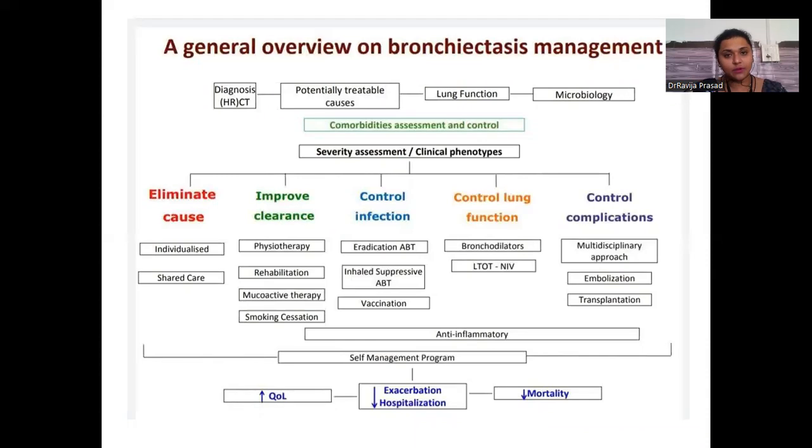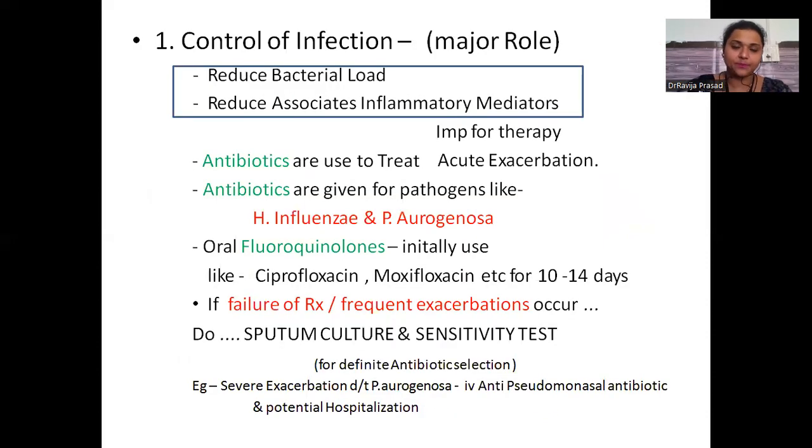If you want to go for the management, this is the general management chart. You need to understand this chart and go through it, to see how you can manage bronchiectasis. First, control of infection, the major role. Reduce the bacterial load with the associated inflammatory mediators. This is important for the therapy.